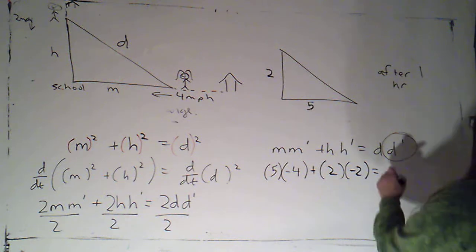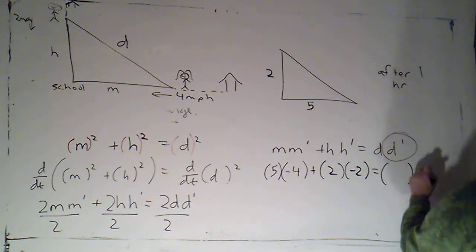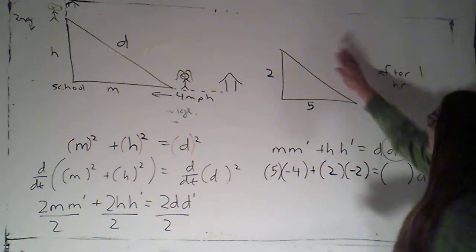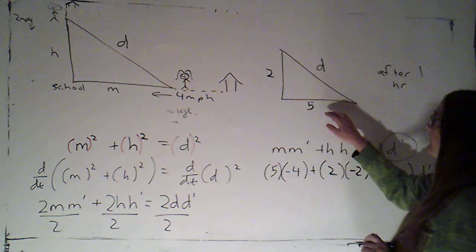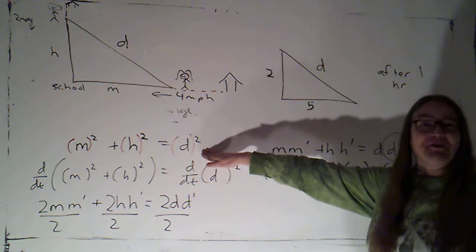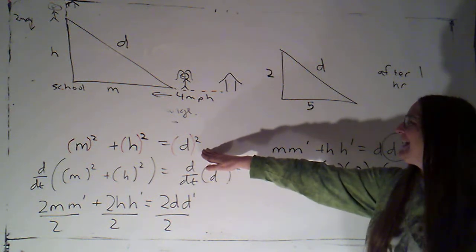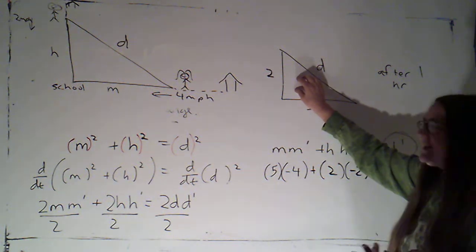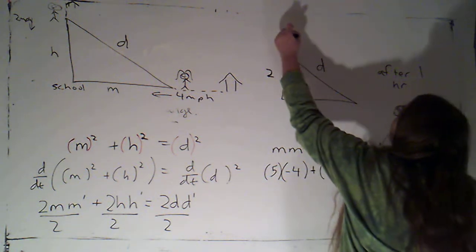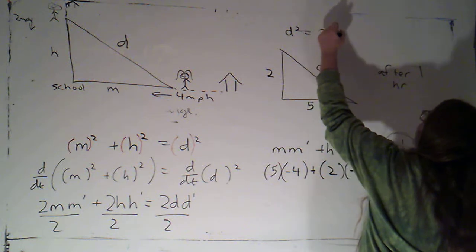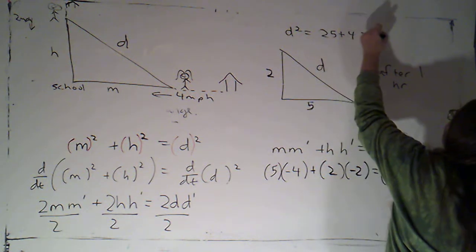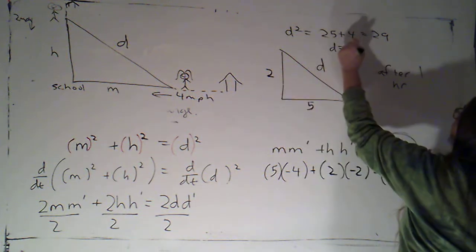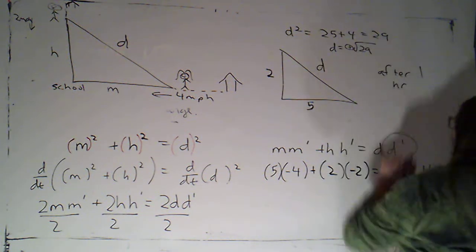And that's got to equal d times d prime. So I need to know d at this moment in time. Well, that's this right here. And for that, I can use this original relationship between m, h, and d. That's the right triangle I have at this particular moment in time. So I know that d squared is 25 plus 4. That's 29. D is a distance, so it's positive, so it's the positive square root of 29.